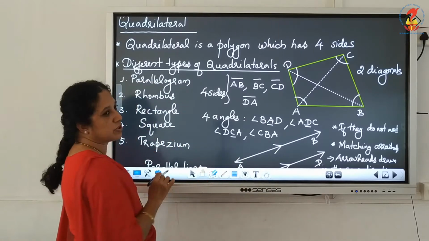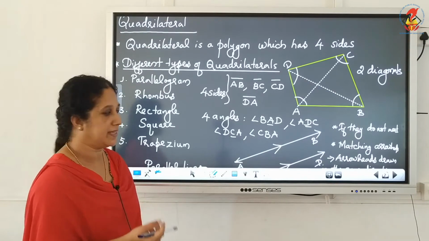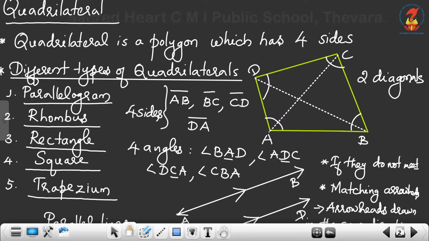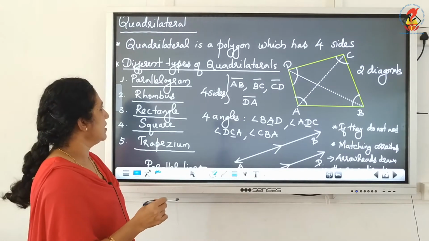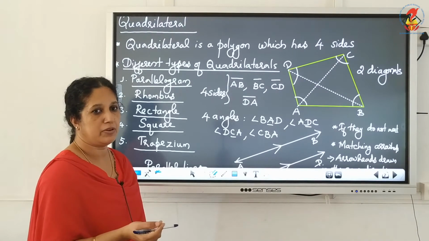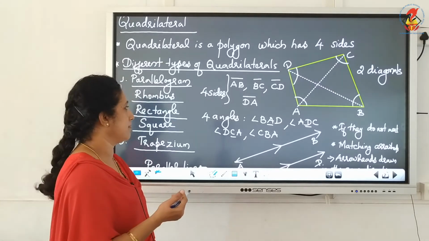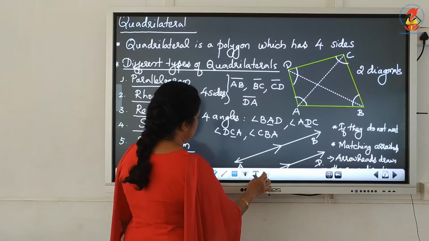Now we have different types of quadrilaterals. In this section we are going to study different types of quadrilaterals. The first one, parallelogram, second one, rhombus, third one, rectangle, fourth one, square and fifth one is a trapezium. So we have 5 different types of quadrilaterals we have to learn.